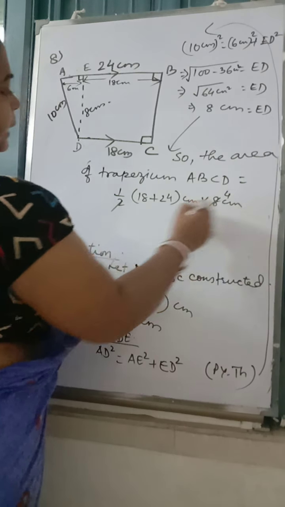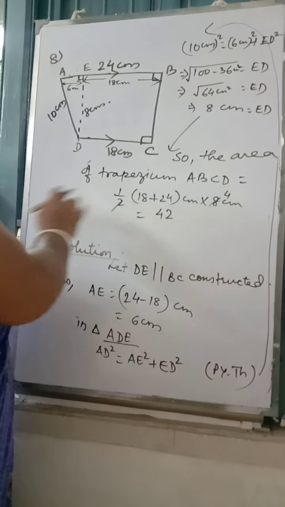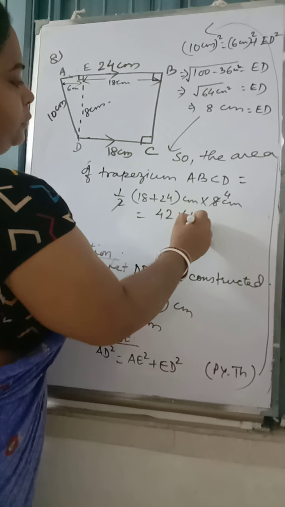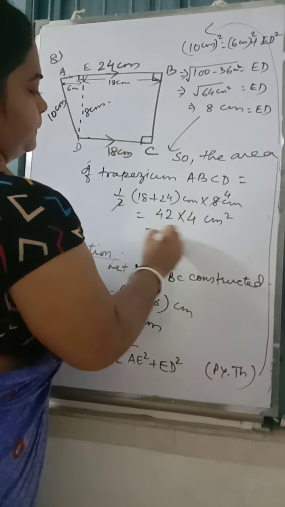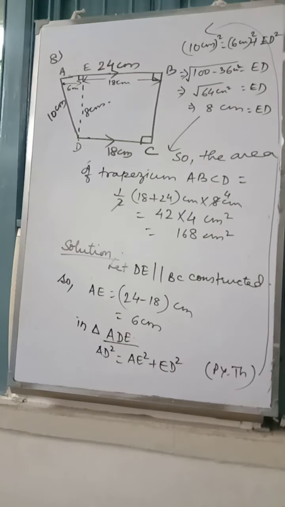2 4s are 8. 18 plus 24 into 4 centimeter square, 168 centimeter square. Right. First of all, we got the height using Pythagoras theorem. Then we got the area of trapezium, which is 168 centimeter square.